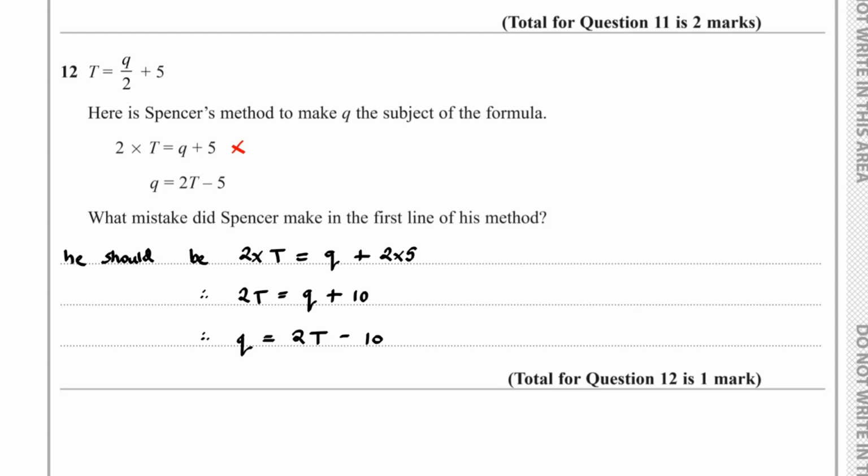So what we can say is it should be 2 times T equals Q plus 2 times 5. We have to multiply this 5 by 2 as well. So we end up with 2T equals Q plus 10, and if we rearrange for Q, Q is equal to 2T minus 10. This should be our answer.